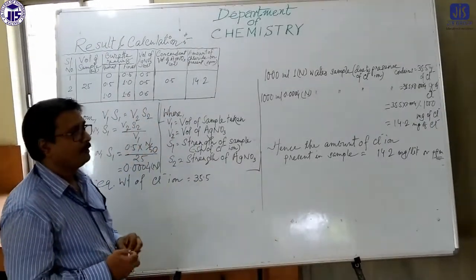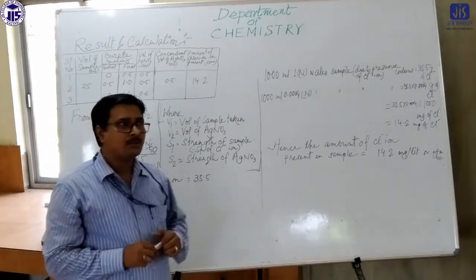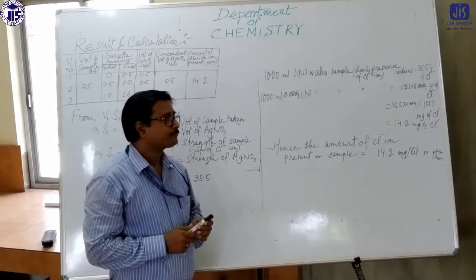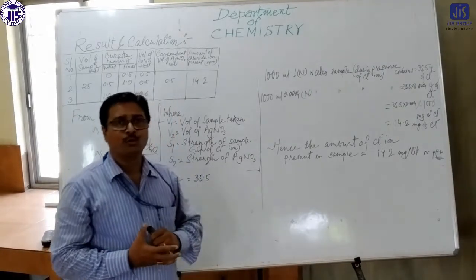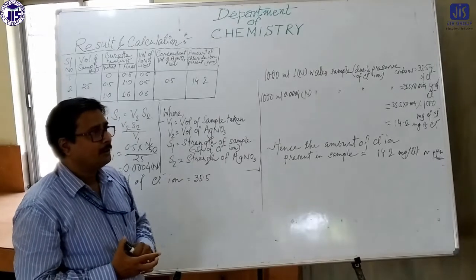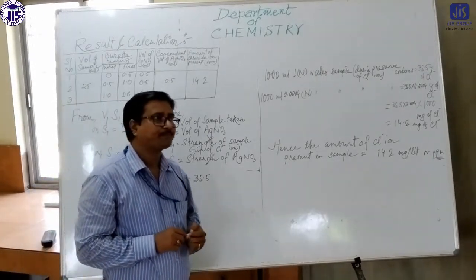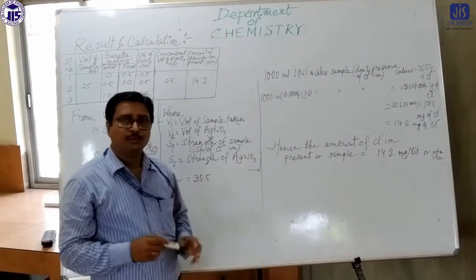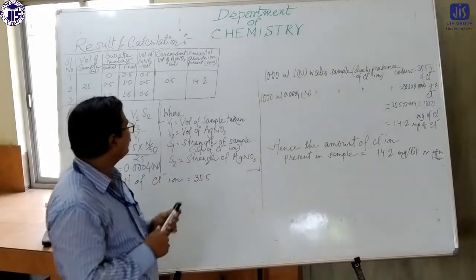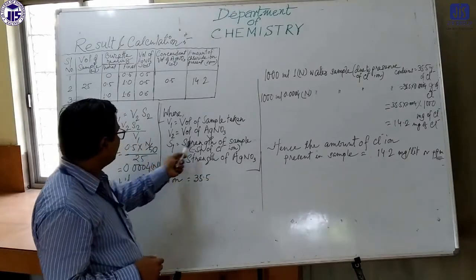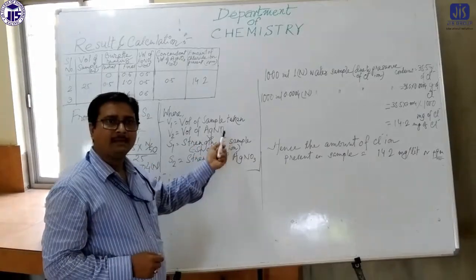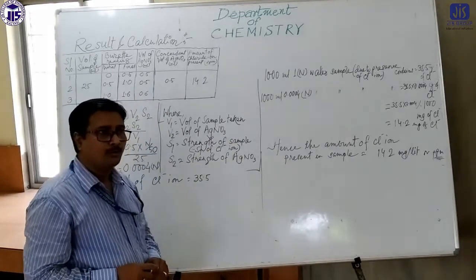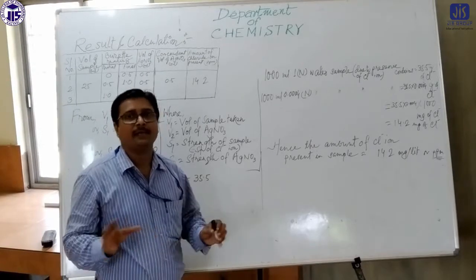Now I am discussing some questions which will be asked in the final. Very simple, 3 or 4 questions are there for this experiment. The number 1 question: why is this experiment called argentometric titration? I already discussed it. I told you the main reagent is silver nitrate, and the Latin name of silver is argentum. So it is called argentometric titration.